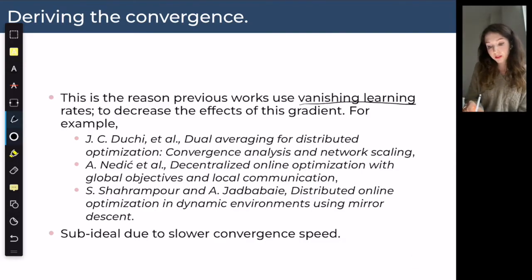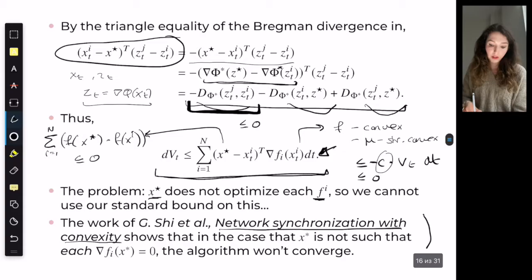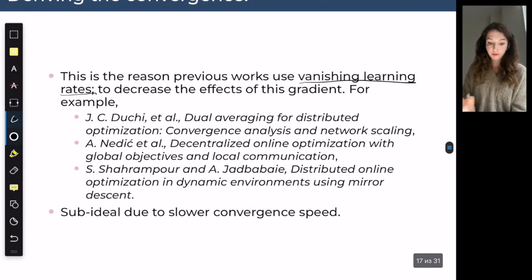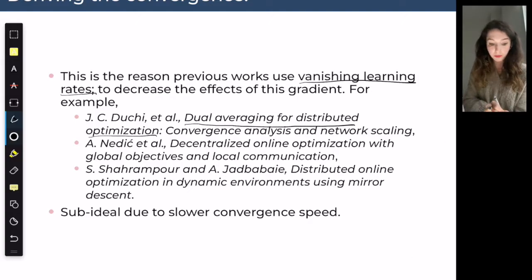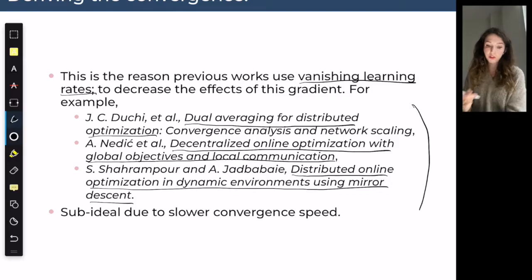Well, one thing that we could do is we could use vanishing learning rates. Basically what we want is to get rid of this gradient term, and assuming that we have some additional learning rate here, assuming that this vanishes as time goes on, the learning rate decreases, you can actually show convergence. So for example, these papers, dual averaging for distributed optimization, decentralized online optimization with global objectives and local communication, and distributed online optimization in dynamic environments using mirror descent. This is just a subset of interesting papers, but they show indeed this convergence with this vanishing learning rate.